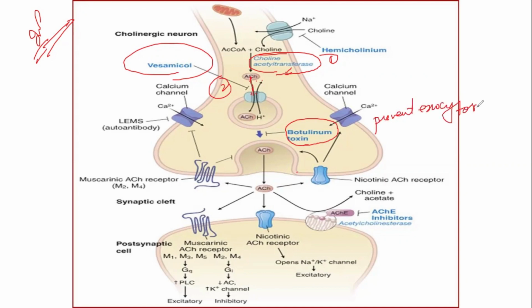Clear? Okay. Now, suppose it is getting released, now this is present in the synaptic cleft. Now, what happens? It goes in, binds with the receptor, it gets opened up, and only the Na plus K channels get excited. Okay. Now, what happens to the remaining neurotransmitter which is present in the synaptic cleft?